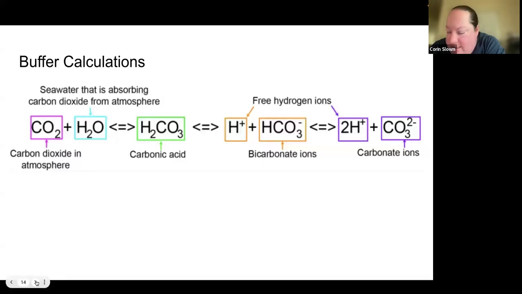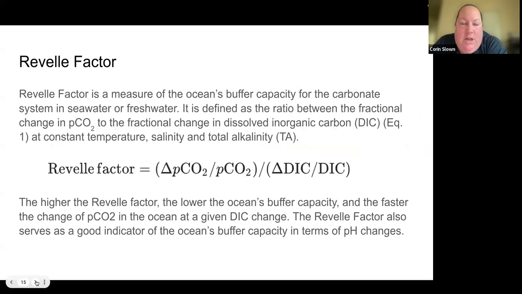We're going to take a look today at buffer calculations. And we're going to think about the seawater that's absorbing carbon dioxide from the atmosphere, the reaction to form carbonic acid, and then the exchange of hydrogen ions to form bicarbonate and carbonate. So each of those chemical species are going to be critical to the buffer calculations that we do today. So we're going to come back to this in just a moment. But before we do that, I want to talk about something called the Revelle factor.